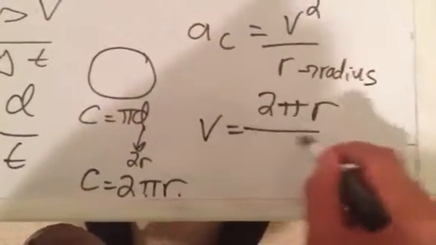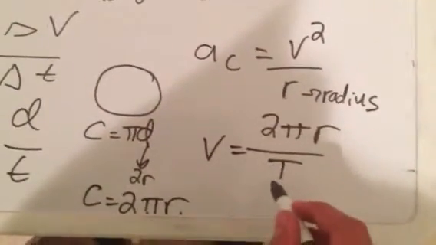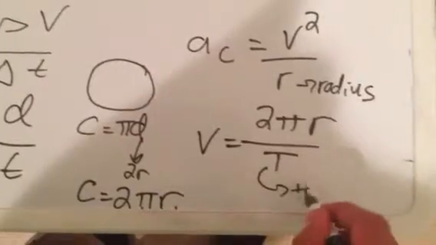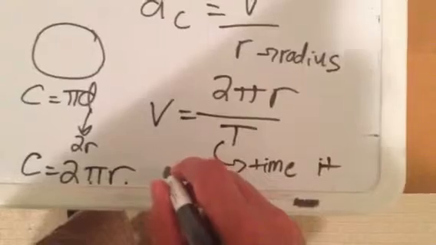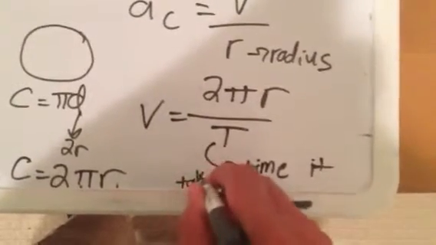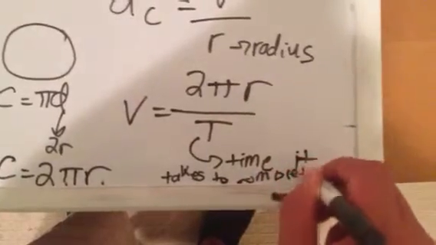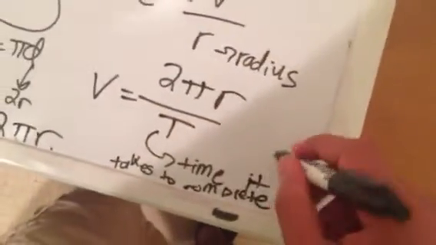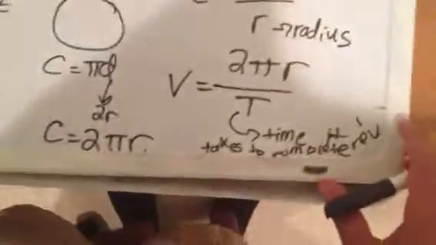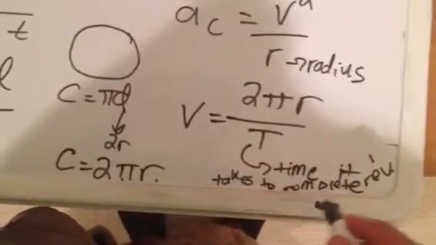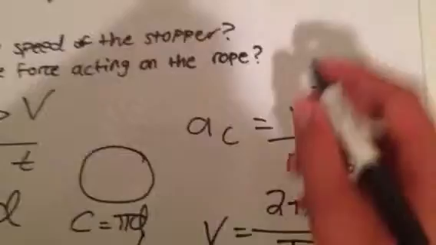And that's over time. And we put this as big T, because T represents the time it takes to complete one revolution. Let me write that in, because that is super important. You need to remember that. It's not perfect writing, as you can see, but it's the time it takes to complete one revolution. And before we attack this problem, one more thing.